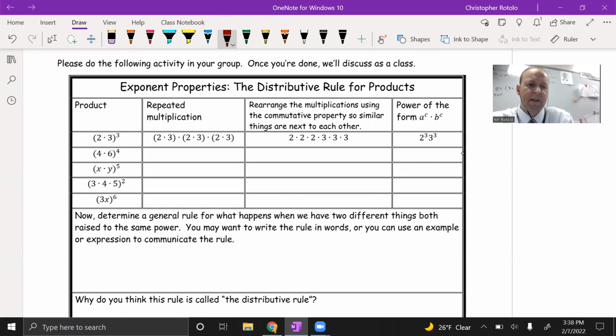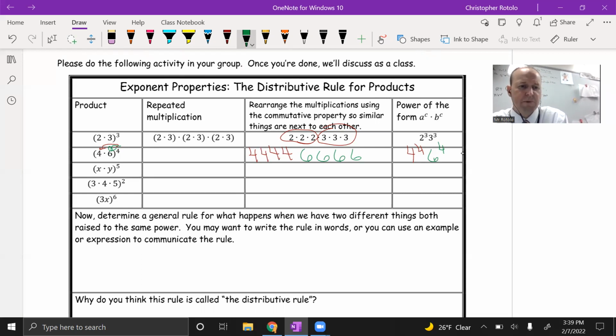2 times 3 to the third. So 2 times 3 times 2 times 3 times 2 times 3. But it means I have 3 of those 2's and 3 of those 3's. I don't want to spend too much time writing all this out over and over again. I just want to make a concept of it. So that means I should have 4 4's, that's 4 to the fourth. And I should also have 4 6's, 6 to the fourth. Okay, so that seems pretty straightforward.